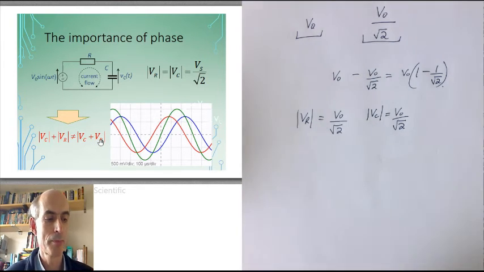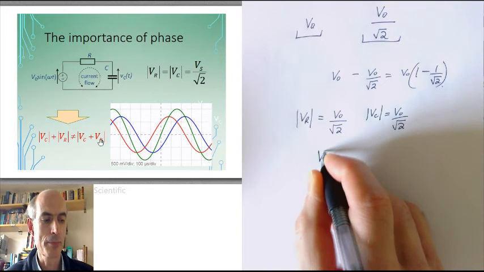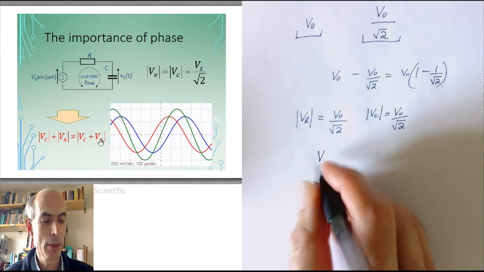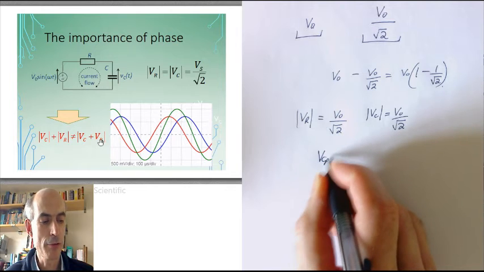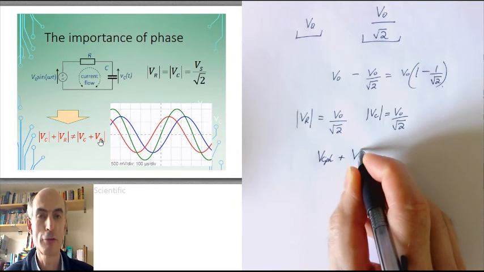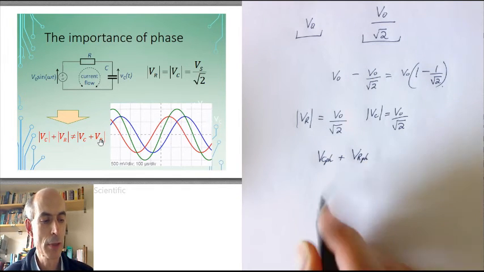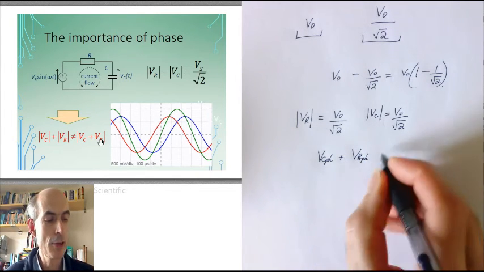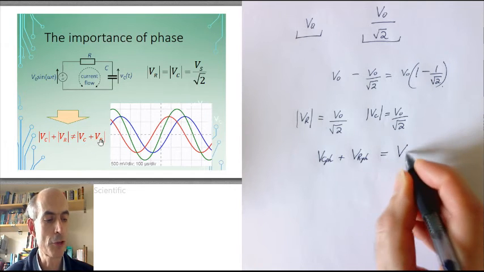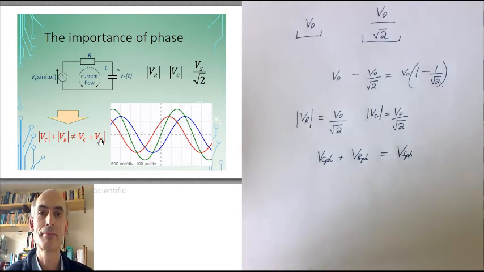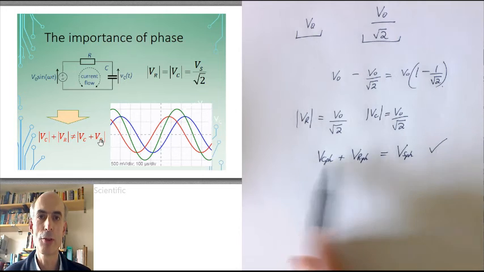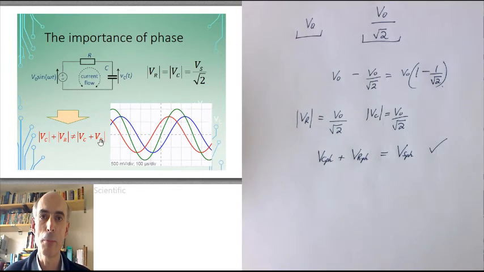But what is true is that the phasor representation of the voltage across the capacitor, maybe I'll write that as VC phasor, plus the phasor representation of the voltage across the resistor, VR phasor, these are complex numbers, remember, is equal to the phasor representation of the voltage across the source. That is fine. The phasors contain information not only about amplitude, but about phase as well. And the phase is important.